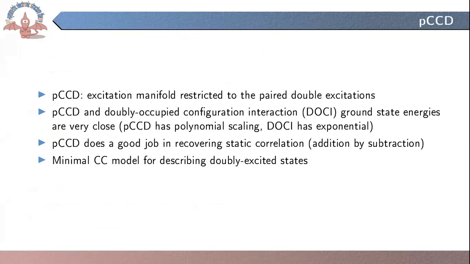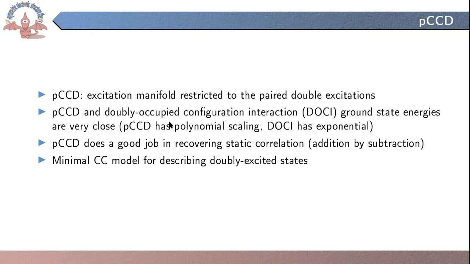So in summary, in pair coupled cluster, PCCD, you restrict your excitation manifold to paired double excitations. So it's a simplified version of coupled cluster doubles, let's say. And now we have this interesting feature that PCCD and doubly occupied configuration interaction, DOCI, perform all-order excitations which preserve this pairing of electrons, so you always have closed shell. So you have this interesting matching of energies for the ground state of PCCD and the DOCI.